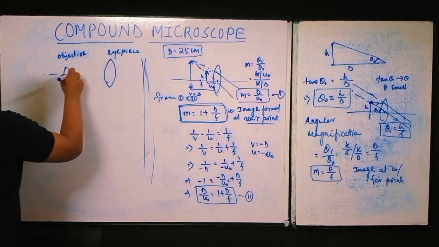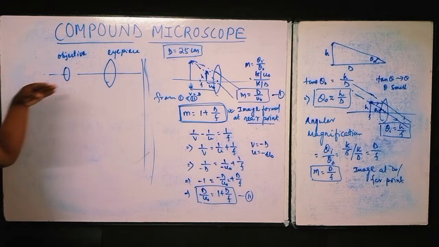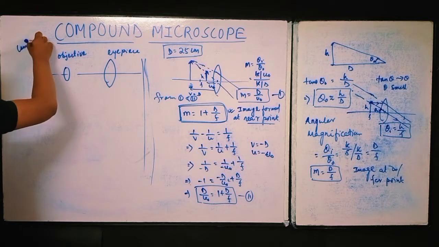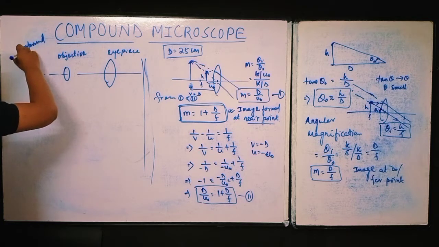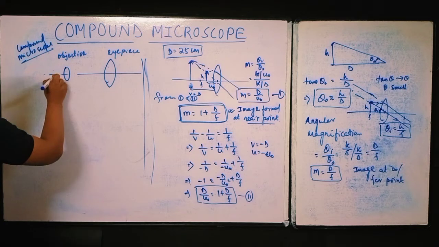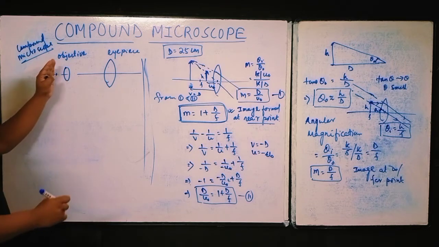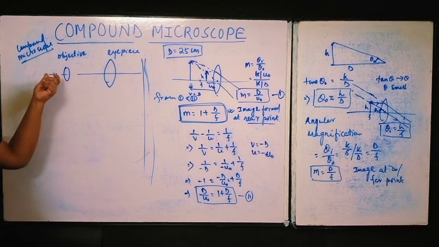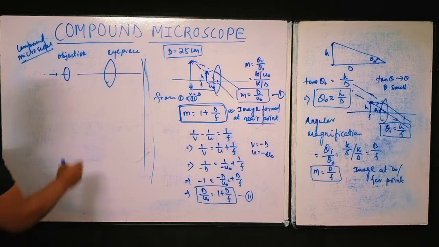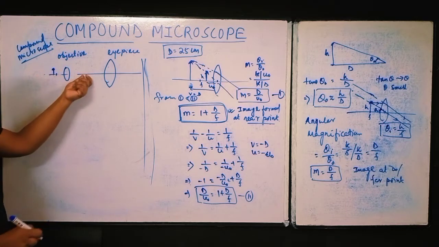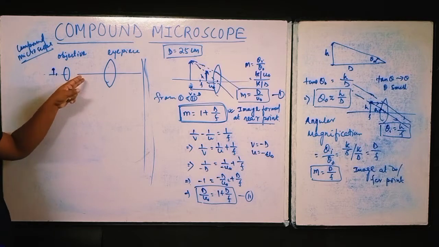So they are connected coaxially in one axis, right? So this is your compound microscope. We'll keep an object just beyond the focus of the objective. So this is your F0, you can say the focal length of the objective. So we'll keep the object beyond F so that a real and inverted image will be formed.